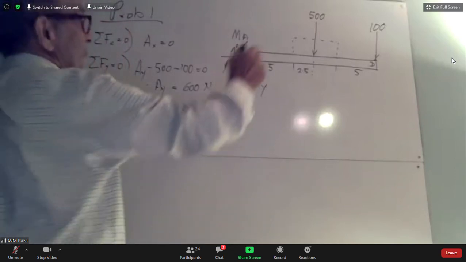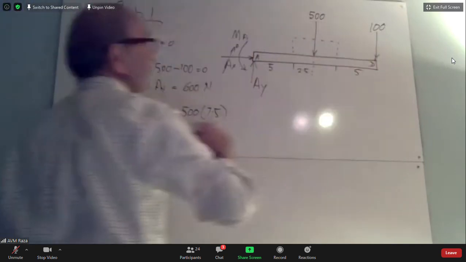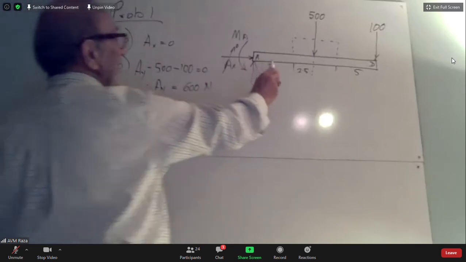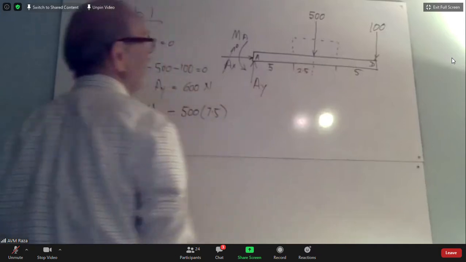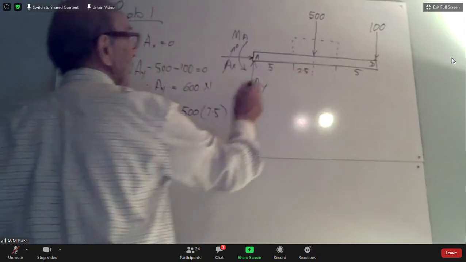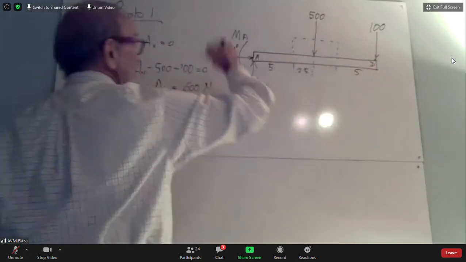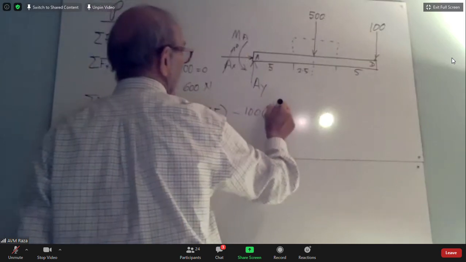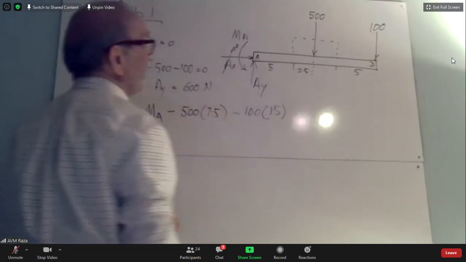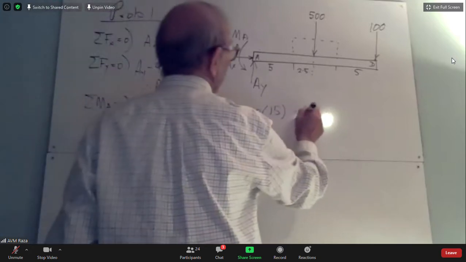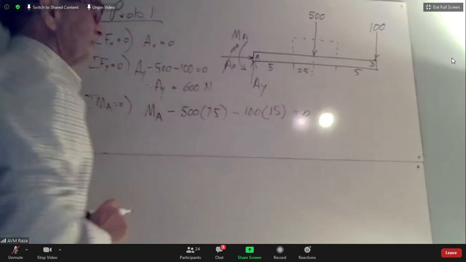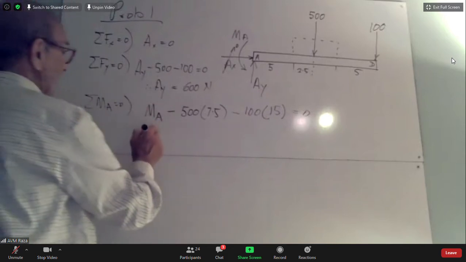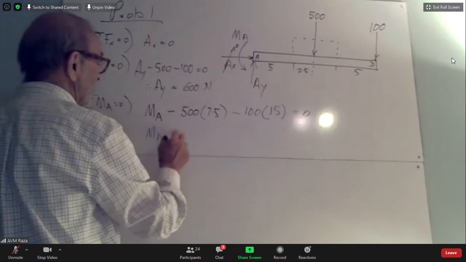And then the last one will be due to the 100 newtons force, and what's the moment arm for that? 5 plus 5 plus 5, 15. So it will also be a clockwise moment, so minus 100 times 15. And this will be equal to 0. This is the sum of all the moments. Everybody good?